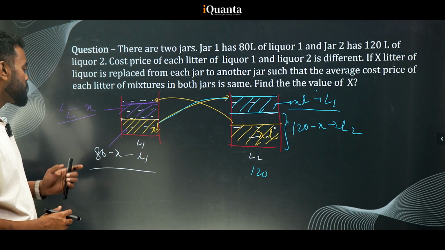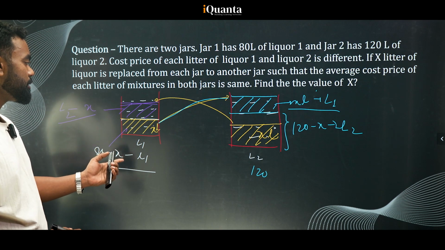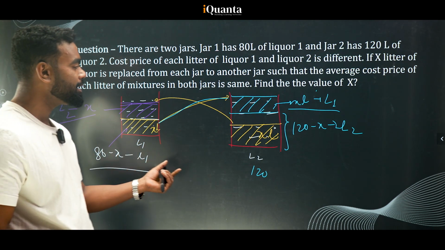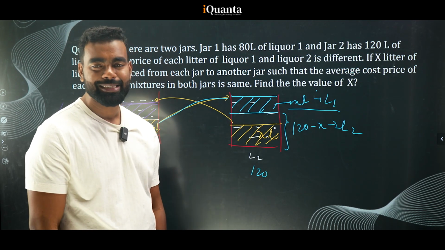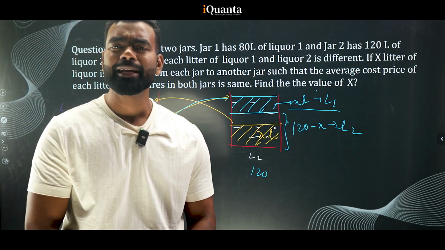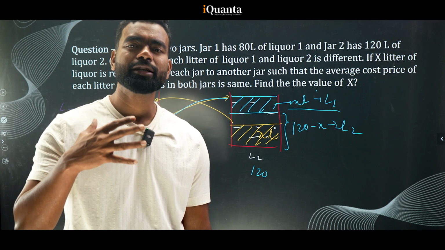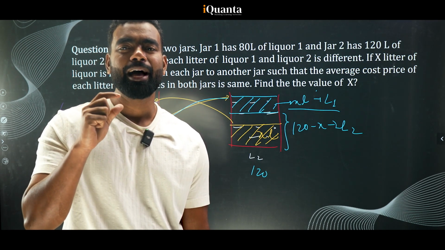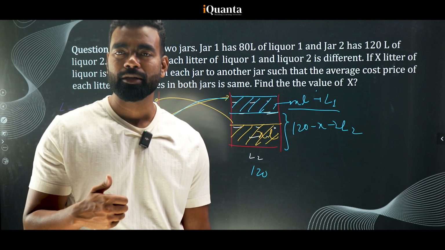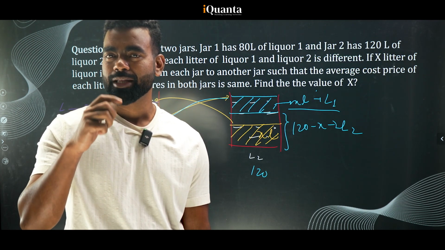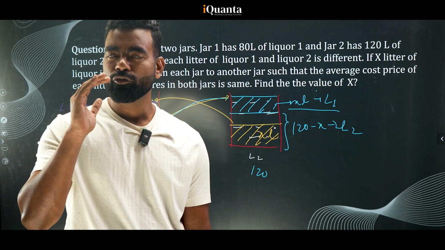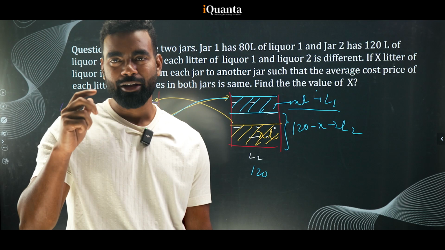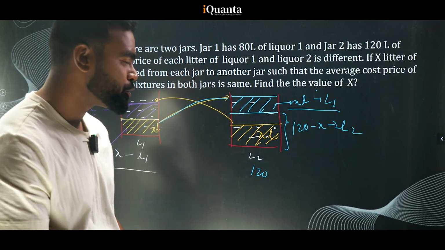Do you understand me? So in the first jar, 80 minus X is liquor 1 and X is liquor 2. In the second jar, X is liquor 1 and 120 minus X is liquor 2. But we know one thing: if in a jar the ratio of these two liquors is the same, then the average price per liter has to be the same, right? If the ratio of these two liquors is the same, then the average price has to be the same. We are going to use this concept now. So the ratio is the same, so the average has to be the same.